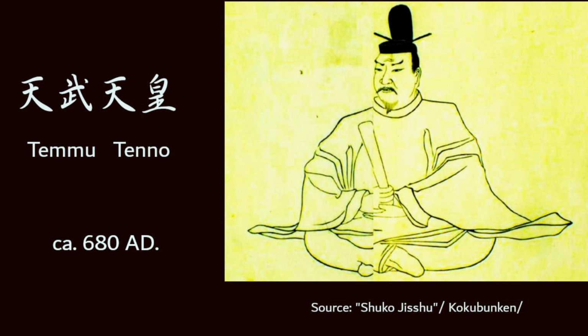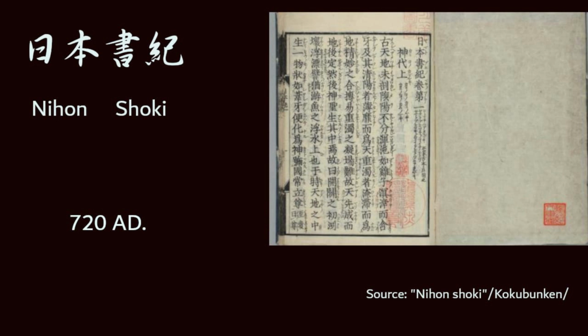In 710, the emperor moved the capital to Heijo-kyo in present-day Nara Prefecture, marking the beginning of the Nara period. Heijo-kyo capital was modeled after the capital of China. The government proceeded to compile historical books, and completed Nihon Shoki, that is, Chronicles of Japan. It was the first official history book in Japan.